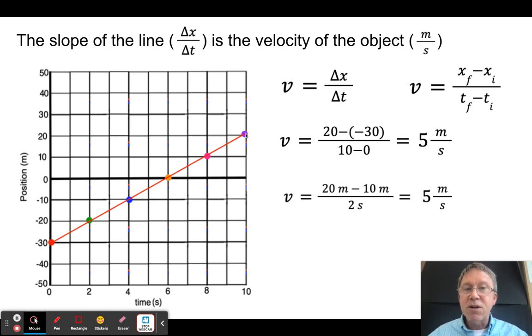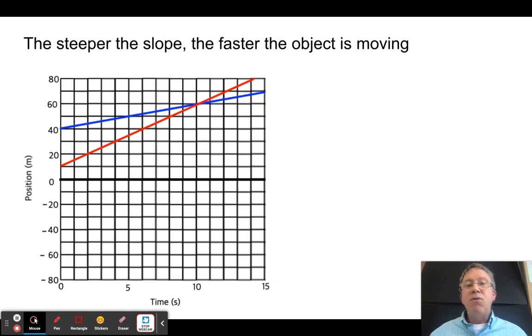I get the same thing if I took a smaller segment of it. In this case, this is 20, this is 10, this is 2 seconds. I still get 5 meters per second, no matter how small the segment, since this slope did not change. The velocity is going to be the same at all points. Now, what we can do then is we can look at this, and qualitatively we can say, hey, I know both of these objects are traveling in the positive direction, and I know the red one has a steeper slope, so therefore it is going faster. It has a higher magnitude of velocity, and they both have positive direction of their velocities.